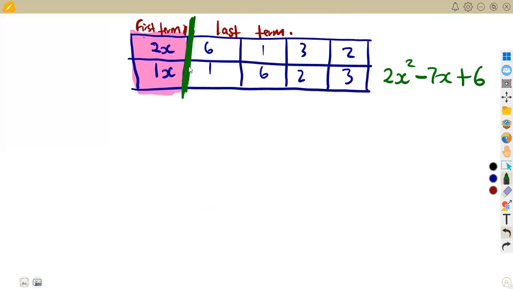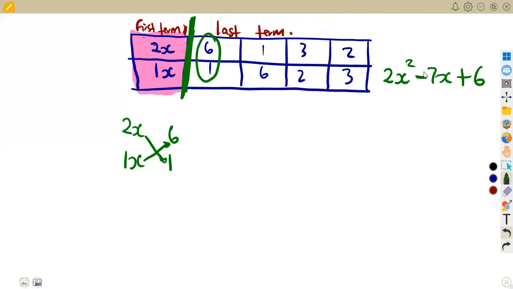Remember that. Okay. So considering that on this table here, this is our first terms, this one, 2x and 1x. So let's consider taking them corresponding to the first part here. Let us consider this as our first part of 6 and 1. So it's going to be 2x like this, 1x, 6, and 1. So you consider them diagonally like this.